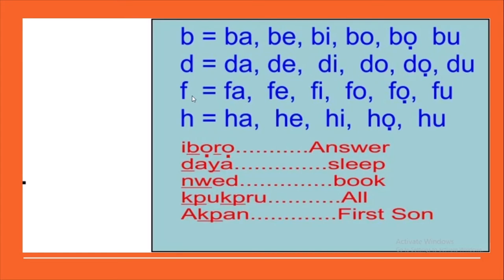Then the same thing with the next consonant. If you use the vowel sounds A, E, I, O, U, it gives you different sounds. If you use A with the consonant, it gives a different sound. E with the consonant, it gives a different sound. And so on and so forth.